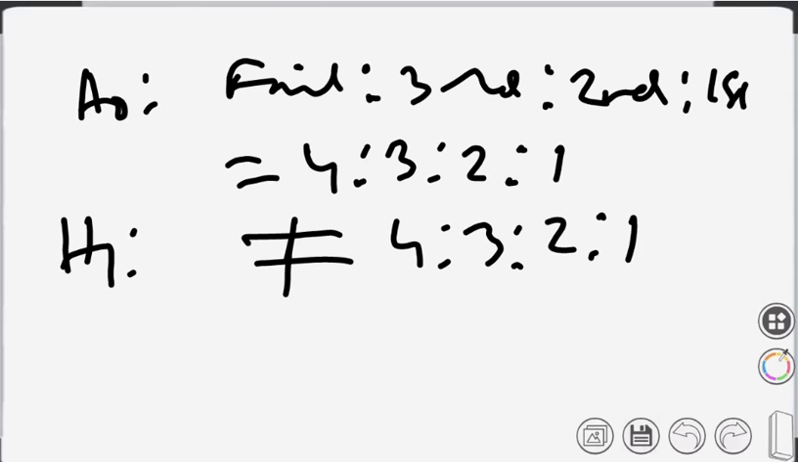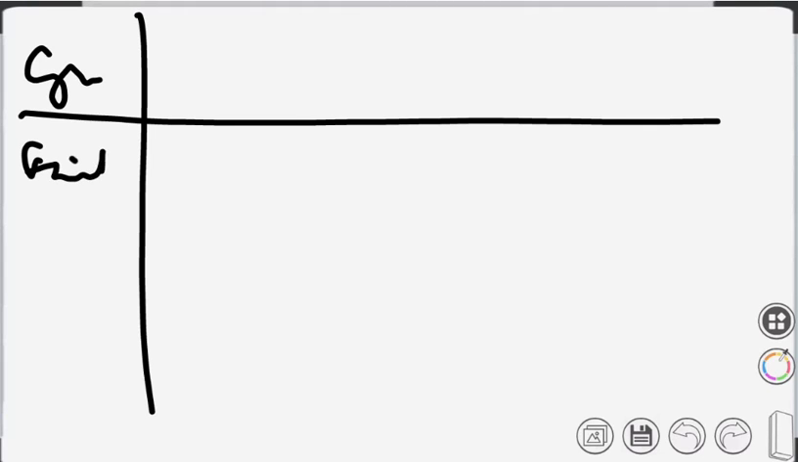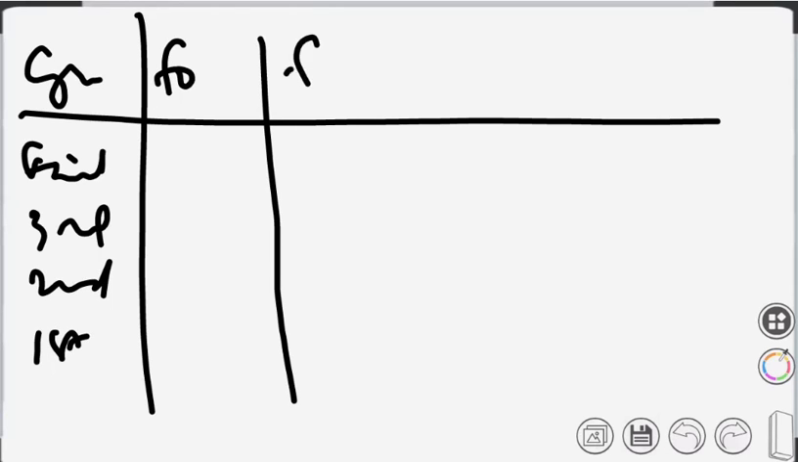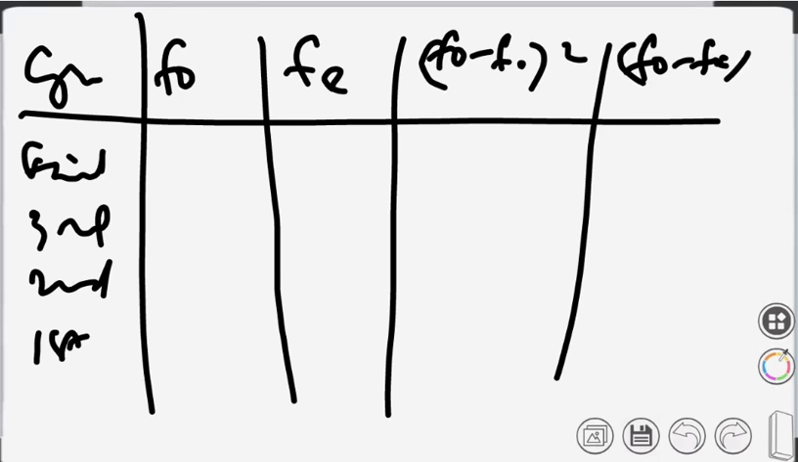Then we simply calculate the table. So calculate the table for calculating the chi-square. So groups: fail, third class, second class and first class; FO, Fe, FO minus Fe square, and FO minus Fe whole square by Fe. So what is FO?